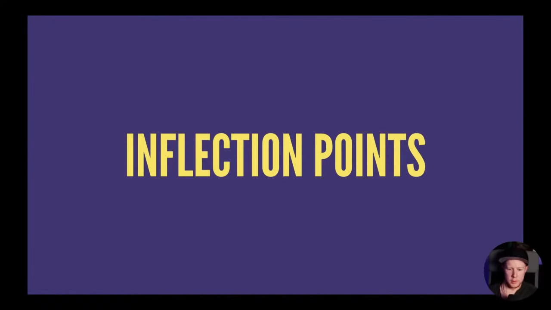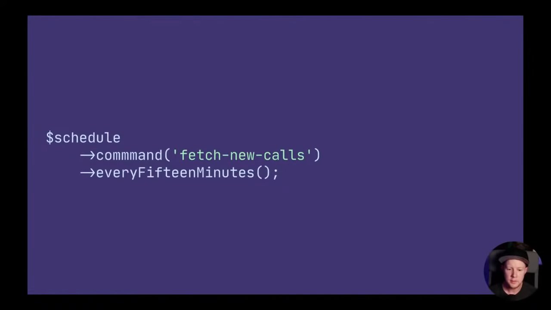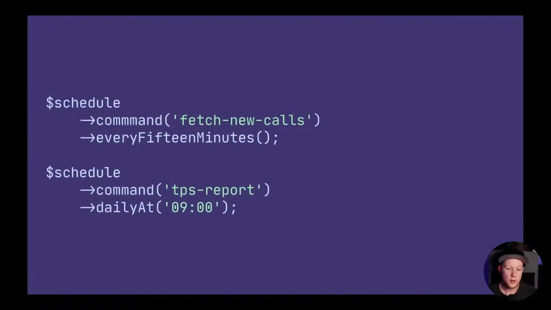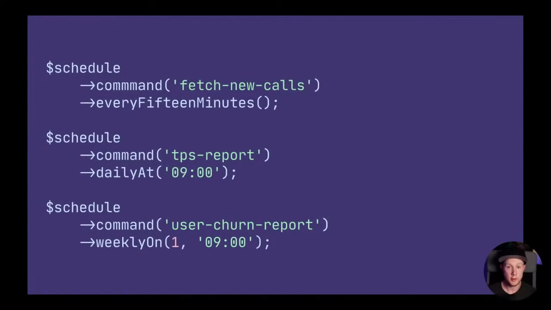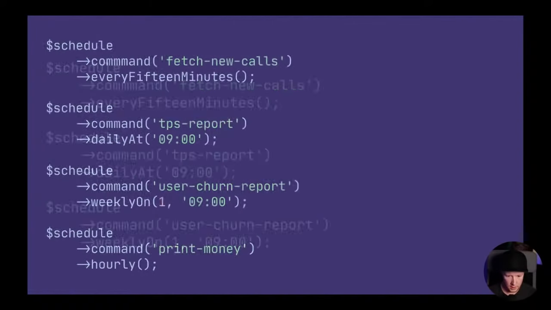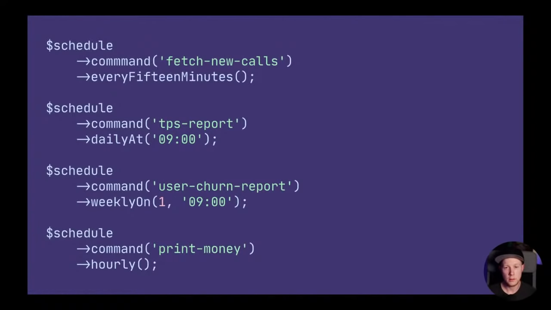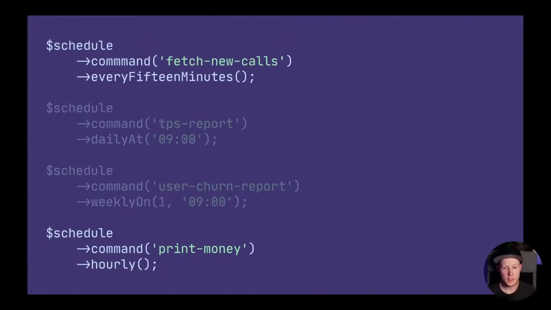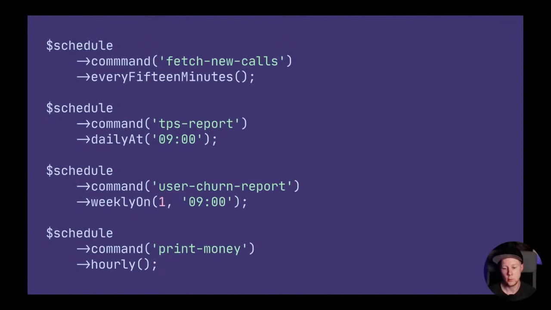Inflection points. What are we talking about inflection points here? Let's say we've got this command that every 15 minutes will fetch new calls, okay? And now we've got our TPS report that runs daily at 9 a.m. We have our user churn report that runs every week at 9 a.m. And for good measure, every hour, we have a command that prints money. This means that once an hour, our fetch new calls task and our print money task will overlap. Once a day, our fetch new calls, TPS report, and print money commands will all overlap. And once a week, all 4 of these tasks will overlap.